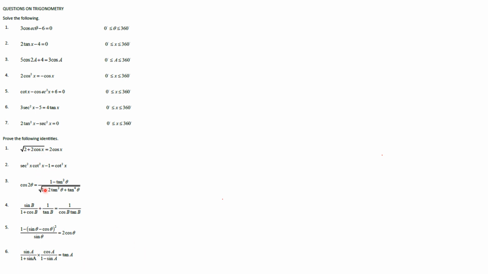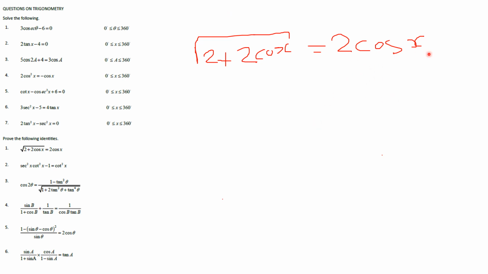So let's look at proof identities. The first identity says the square root of 2 plus 2 cos of x. Prove that the square root of 2 plus 2 cos of x is equal to 2 cos x. Okay, so remember, when you prove, you're just going to check the simplest side. The simplest side is the right hand side. That means now you're going to take this side here that is complex, and you just simplify this one to check if you will get the same answer as this.